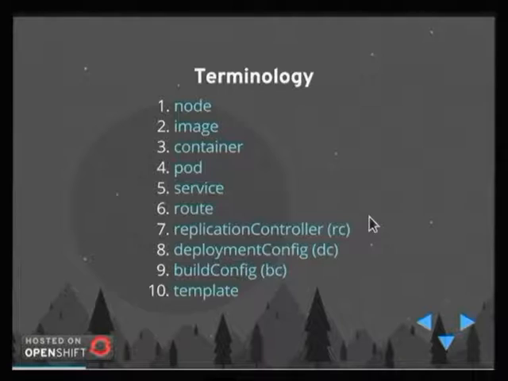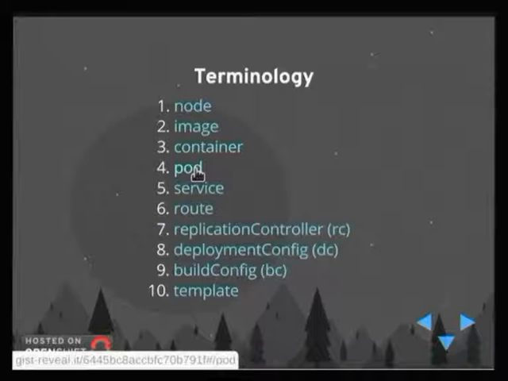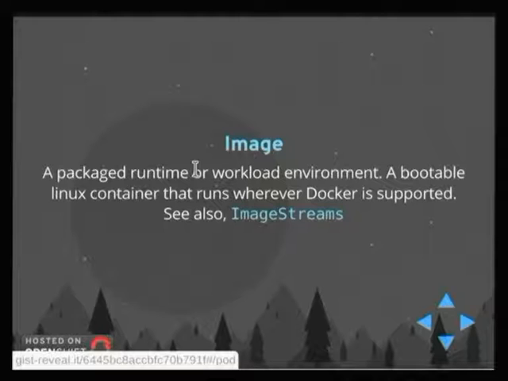Containers basically is a running image. A pod is a Kubernetes term. Let's skip down to, here's image. Another thing about images, there's an abstraction in OpenShift called image streams. An image stream fires events anytime a new image is added to your repository, and you can add automation based on these image stream events that fire. That's how we automate our deployments.